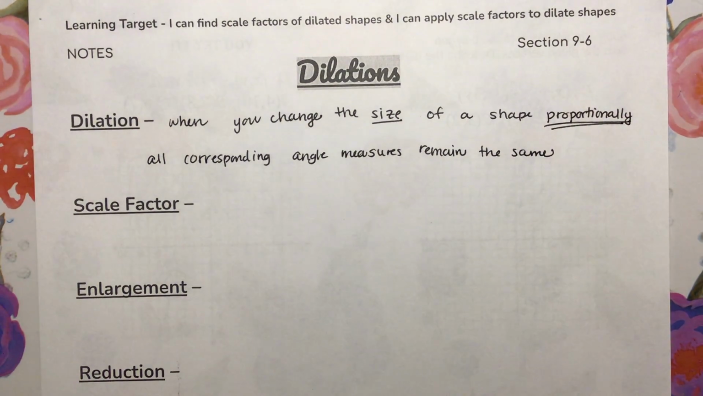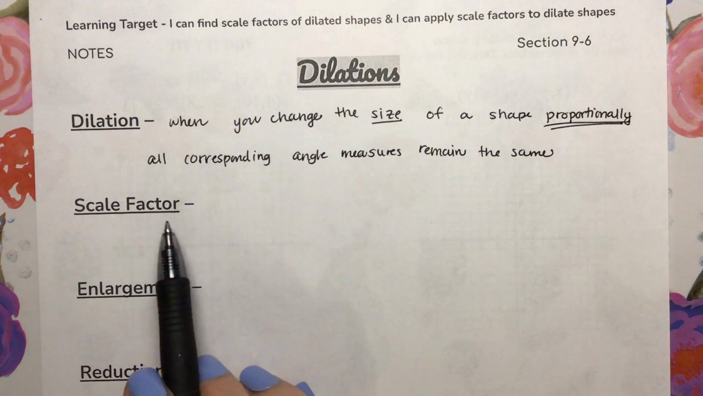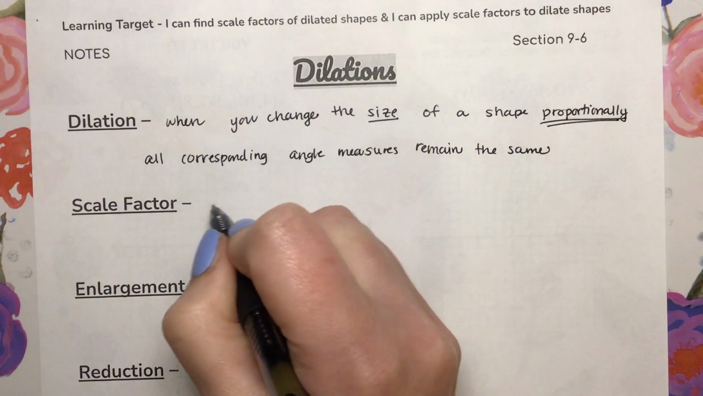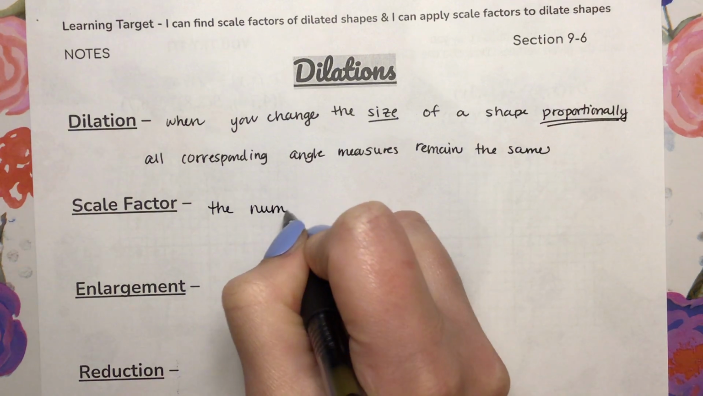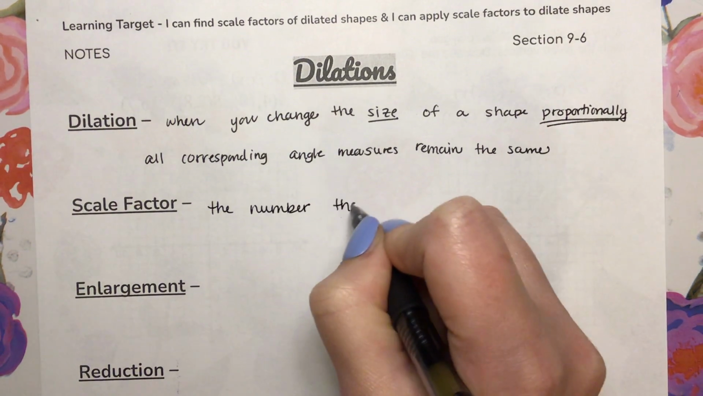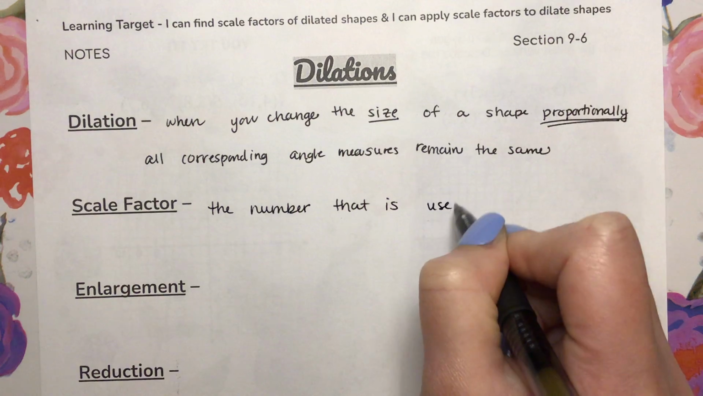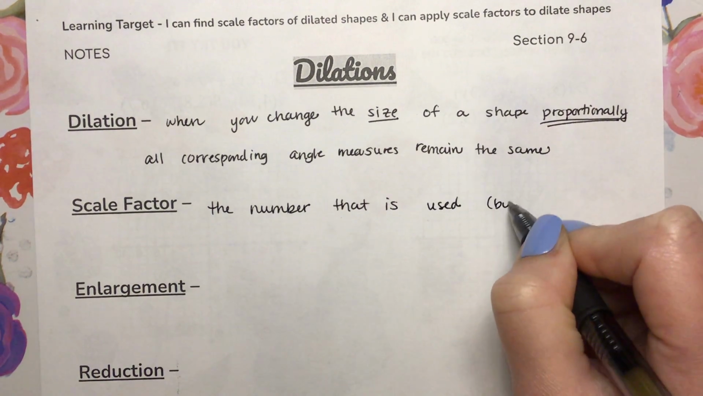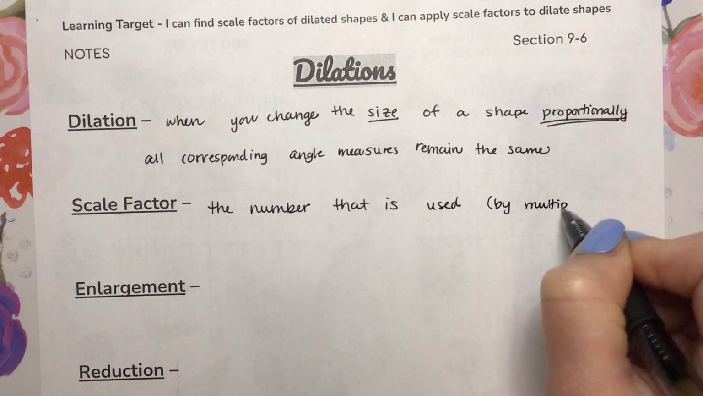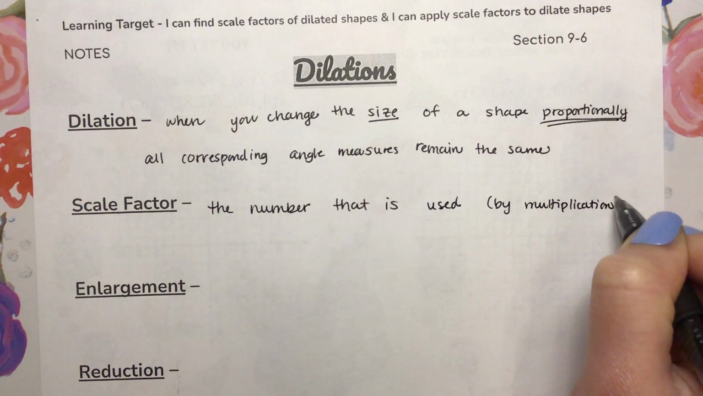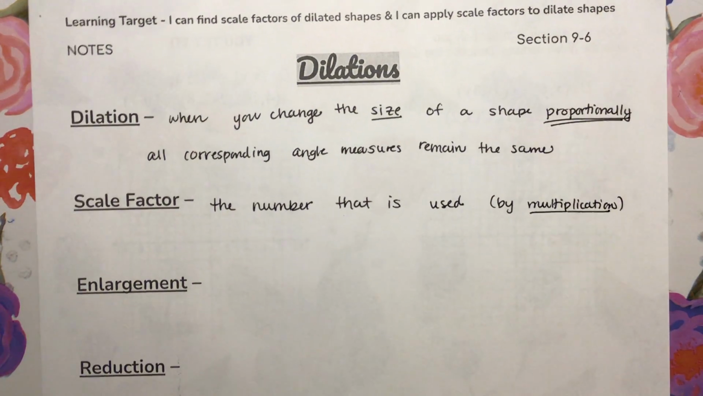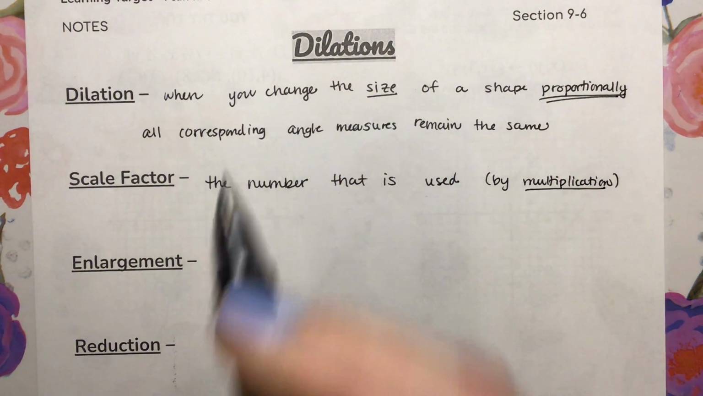All right. So dilation changed the size of a shape into a similar shape. So all of its angles are going to be the same. It's just the sides are going to be longer or shorter. Now, a scale factor is the number that is used by multiplication. That's important. To increase or decrease the size of a shape.